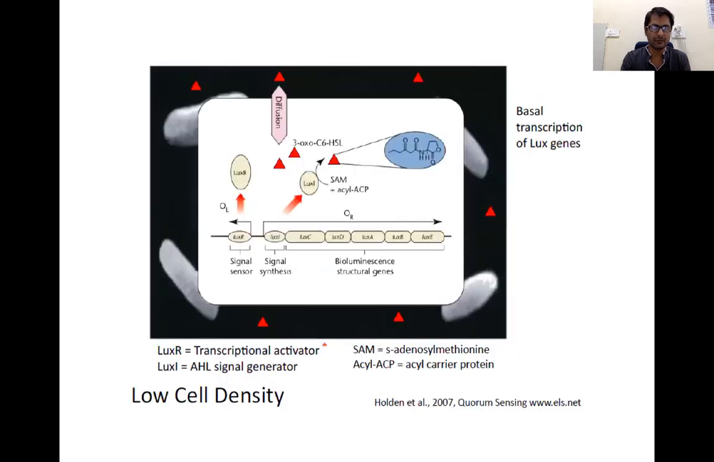so that the light enzyme luciferase will induce light. So these are the two operons. We can see them in this diagram, right? Initially, you can see that the cell density is very low. There are only 4 or 5 cells. So this autoinducer is there, but it is not in so much concentration that it is detected by LuxR. So there is only basal transcription of lux genes.